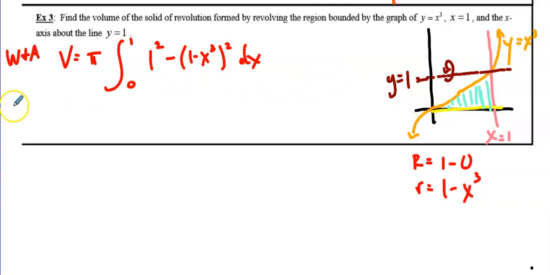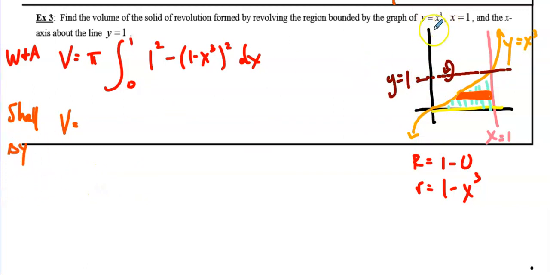Now, if we want to use the shell method, then we're going to do volume. Now remember, shell method, we want our rectangle to be parallel to our axis of rotation. And so we're going to go ahead and do that. And again, our right-hand curve and our left-hand curve are all the same, so this works out. Now, if we're doing it this way, remember, we're perpendicular to the y-axis. So that means this is going to be a change in y.